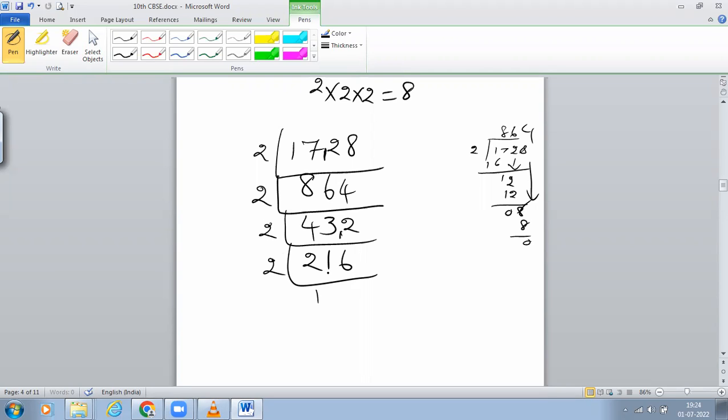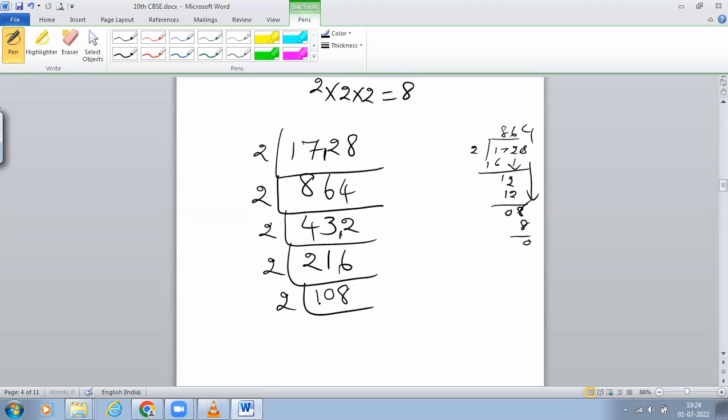Therefore, we have to take the 16. But after the first digit, we are taking 2 digits together, which means we have to put 1 0. 2 zeros are 0, 1 minus 0 is 1. Again, this 1 will come over here. That is 16. Now in 16, 8. So that is 2 into 108 is 216. Again, this 108 is divisible by 2 because it is also an even number.